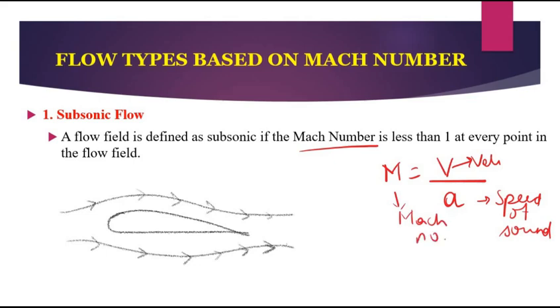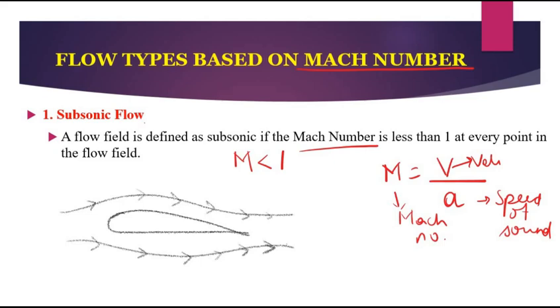Now, based on this term called Mach number, we have various other classifications of flows, and let us have a look. The first one is the subsonic flow. As the definition says, I can call a flow subsonic if my Mach number is less than 1 at every point in the flow field.